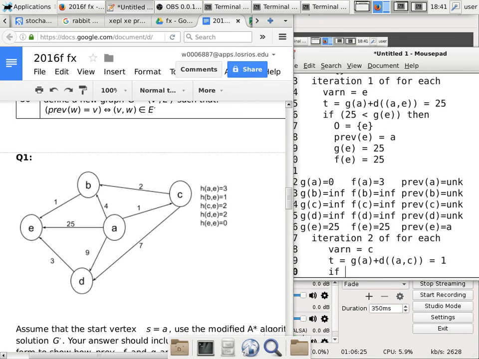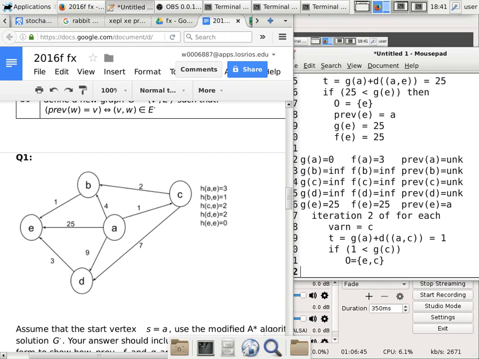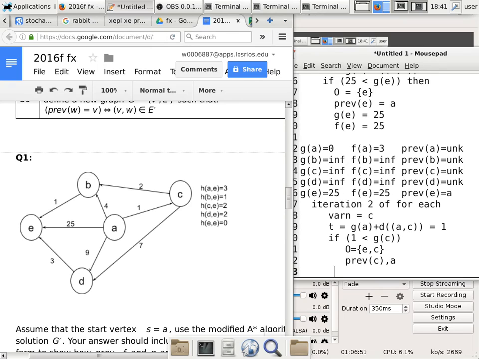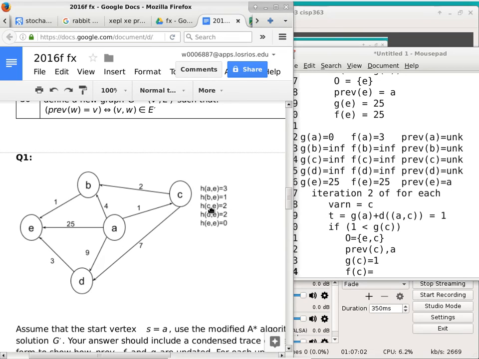Then we have the conditional statement. Is 1 less than G of C, which is infinity? Yep, 1 is definitely less than infinity. So we go through all this stuff here. Big O is now E comma C, because we just union this into the set. The previous of C is A. G of C is 1. F of C is 1 plus the heuristic of going from C to E, which is 2. So it is 1 plus 2, which is 3.